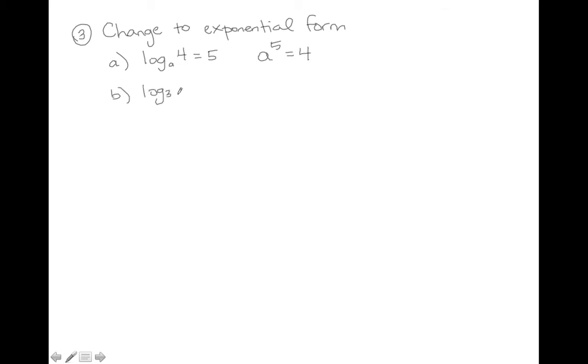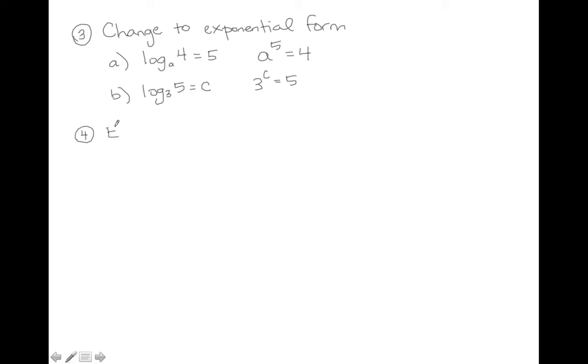Okay, same thing, try this one. Log base 3 of 5 equals c. So I can rewrite this as 3 to the c equals 5 in exponential form. Okay, so often it's useful to think in terms of exponential form in order to solve something, just because that's what we're more familiar with.